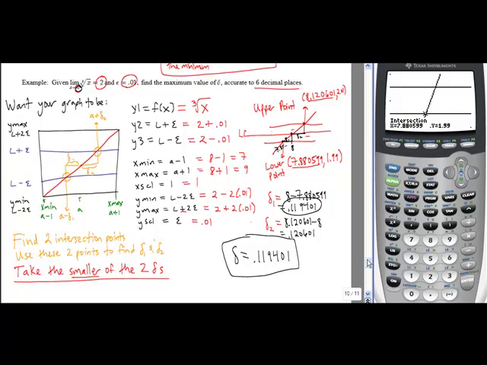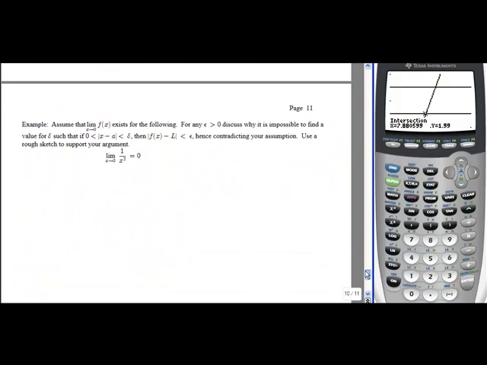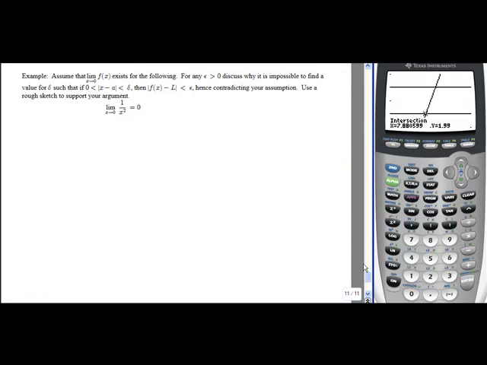Okay, let's try one last example. Assume that the limit as x approaches 0 of f of x exists for the following. For any epsilon greater than 0, discuss why it is impossible to find a value for delta such that if x minus a is between 0 and delta, then f of x minus L is less than epsilon, hence contradicting your assumption. Use a rough sketch to support your argument.